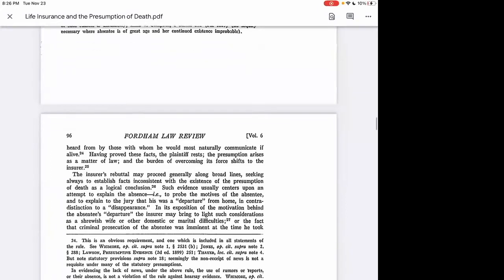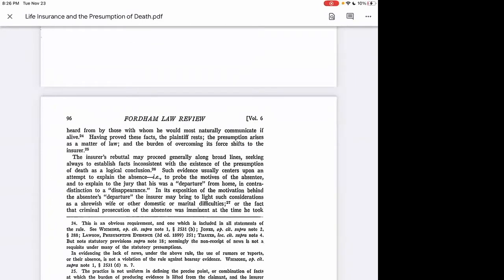The insurer's rebuttal may proceed generally along broad lines, seeking always to establish facts inconsistent with the existence of the presumption of death as a logical conclusion. Such evidence usually centers upon an attempt to explain the absence, to probe the motives of the absentee, and to explain to the jury that his departure from his home was in contradiction to a disappearance.